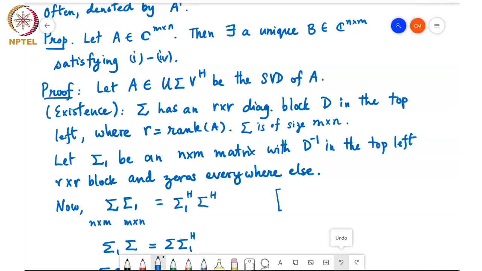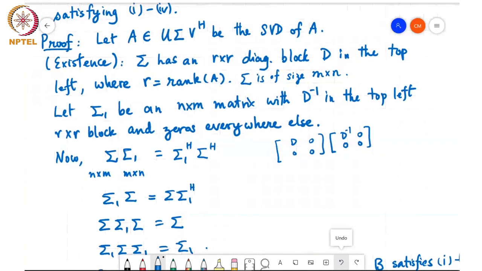So this will be like a D with 0, 0, 0 here, and then this sigma 1 will be D inverse. These zeros are all of different dimensions. This is of size n by m, this is of size n by n. And so I'll get the identity and zeros, zeros, and that is exactly equal to sigma 1 Hermitian times sigma Hermitian, which is to say that the Hermitian of this matrix is equal to itself. Okay, so sigma 1 is Hermitian, so it satisfies property 1.